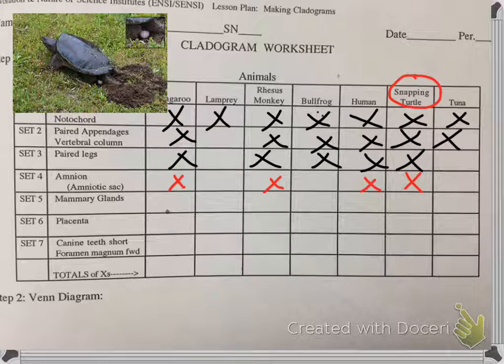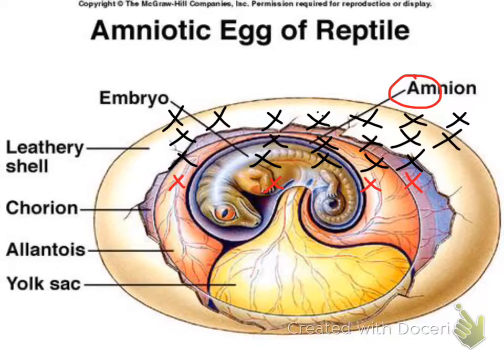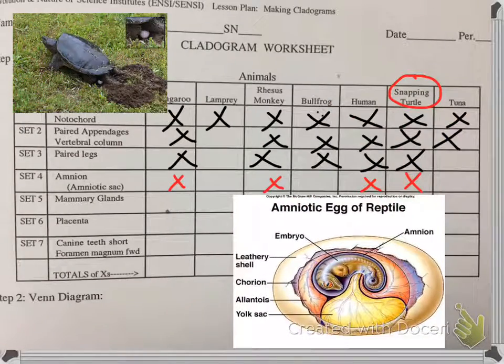Amnion. It's the amnion. So when we look at this turtle laying her eggs, now her eggs are soft. They are not hard. They're leathery. But inside them, guess what we still find? We find an amniotic sac. And as a matter of fact, there's a little reptile egg.